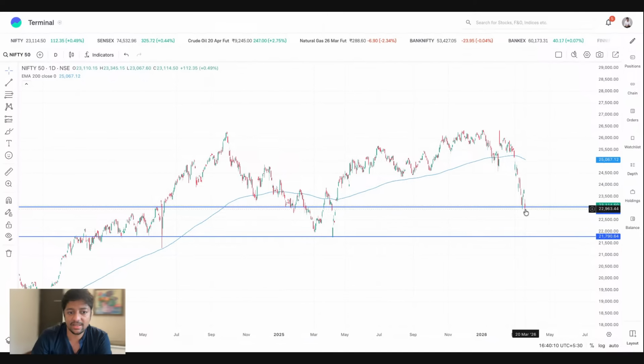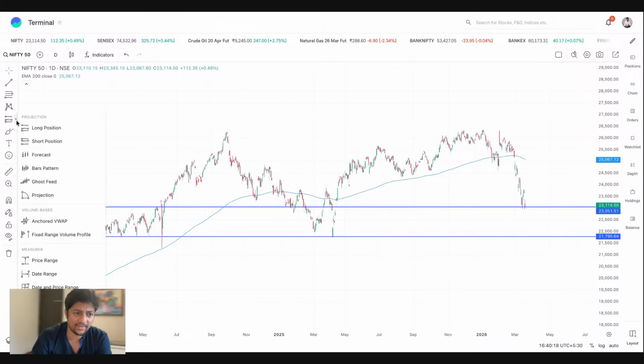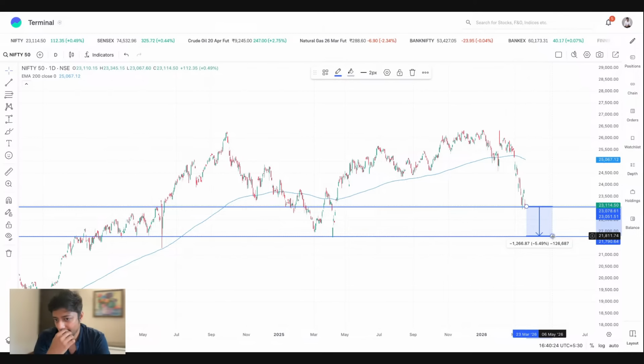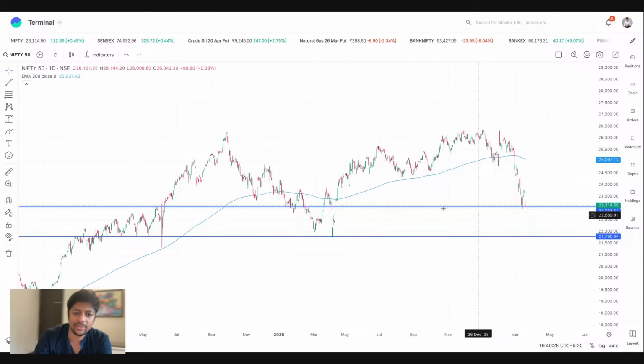If we break this support zone, the next support zone is straight away over here at 21,780 on the technical standpoint, right? Not saying that we will go there, but from a technical standpoint, since I'm doing analysis, that would be another 5% drop. And it would not be surprising because if I actually show you the history, look at this, right?